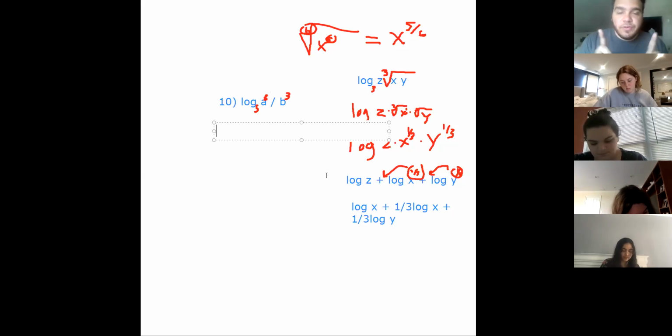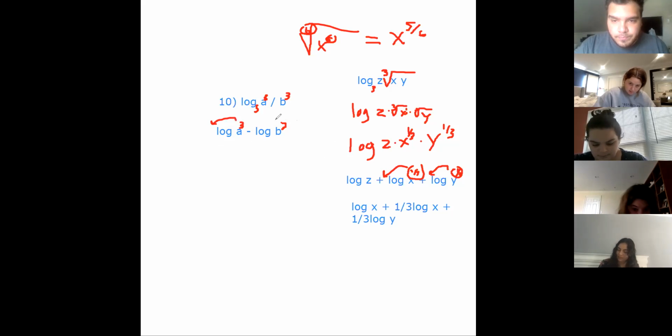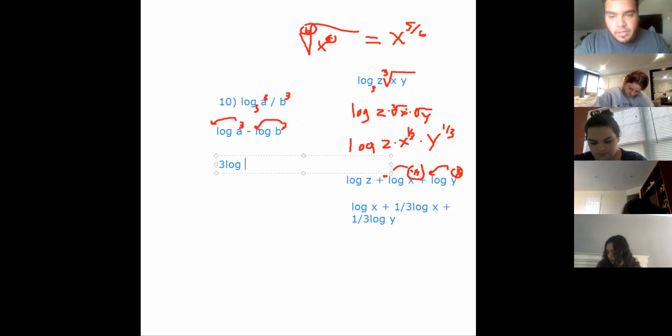So a and b are 2 different terms, so let's separate it. This time there's the division, so we're going to subtract between the 2 logs. So log base 3, a to the 3rd, minus log base 3, b to the 3rd. So that's a 3 here, and that's a 3 here. Then we have our exponents. We move them to the front. So our final answer should be 3 log base 3 of a minus 3 log base 3 of b.